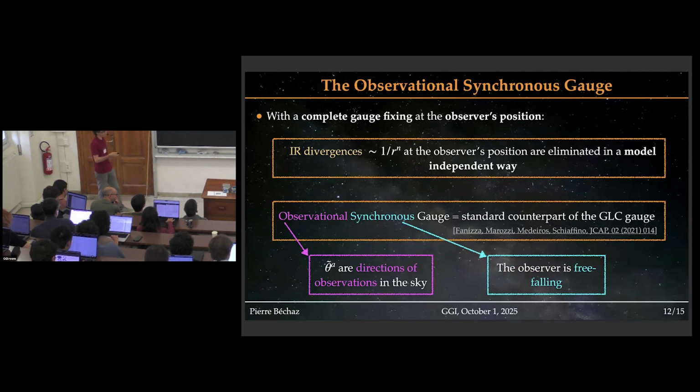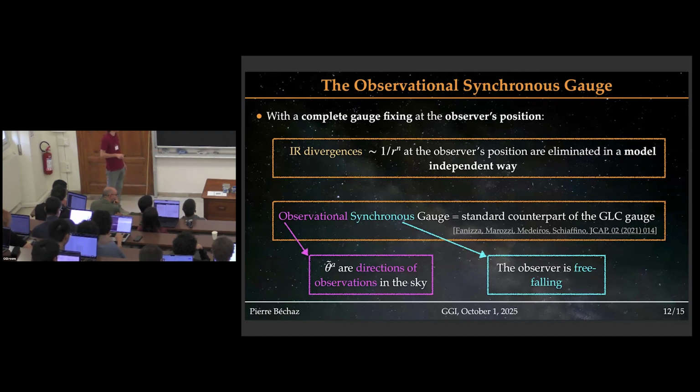The first one is that with a kinematical approach, you are able to remove annoying infrared divergences associated with the observer position, and you can do that in a totally model independent way, just with the geometrical approach as Matteo has stressed so far.